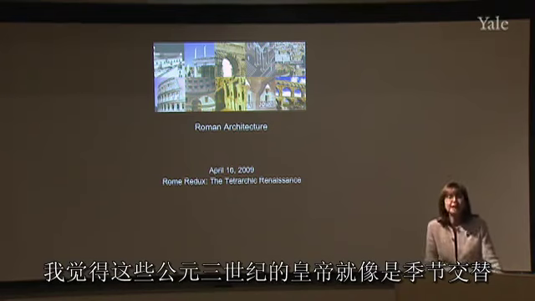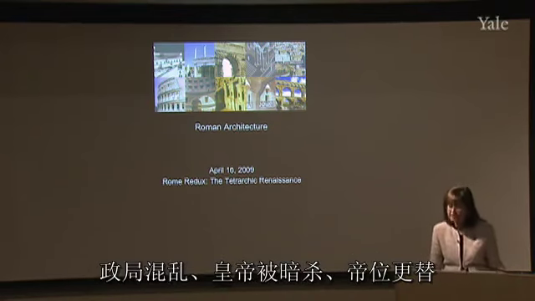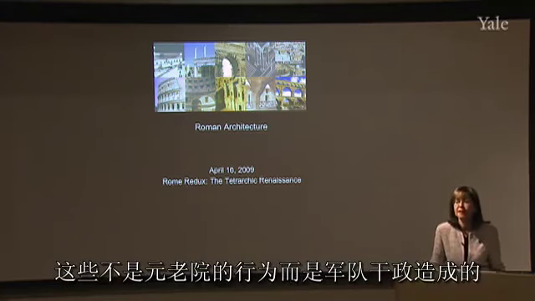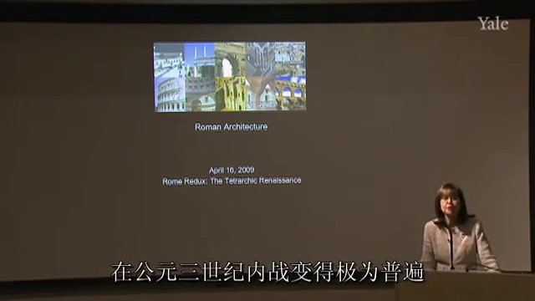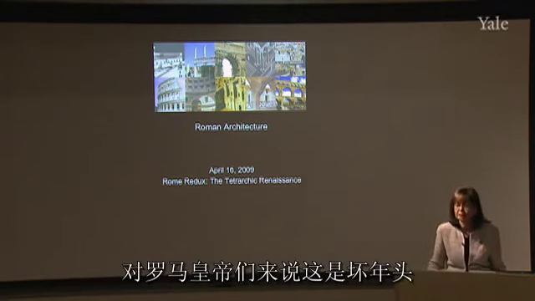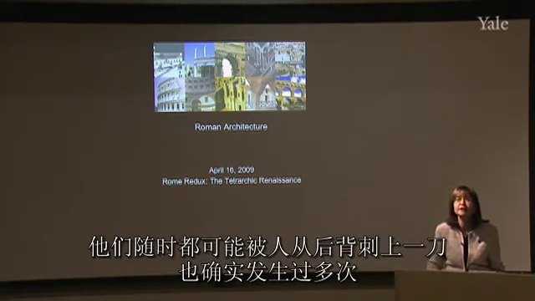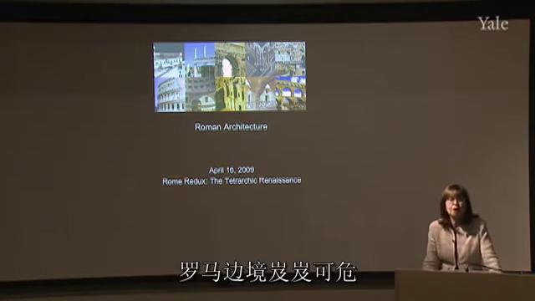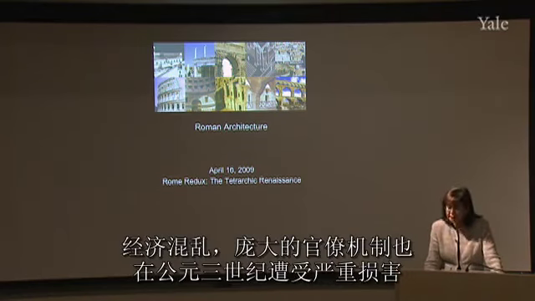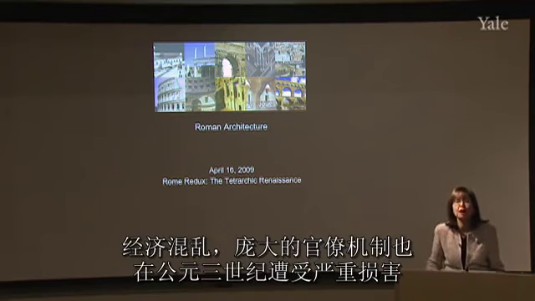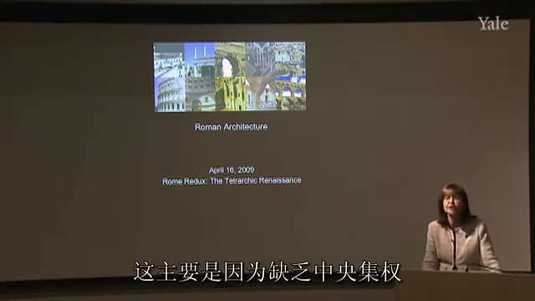Any wrong move led to assassination and replacement, not by the Senate, but by the provincial armies. Civil wars were extremely commonplace in the 3rd century AD, and it was a very bad time for the Roman emperors, who could literally be stabbed in the back at any moment, and many of them were. The Roman frontiers were in danger, the economy was in shambles, and the vast bureaucracy was also suffering significantly in the 3rd century AD, largely because of a lack of central control.